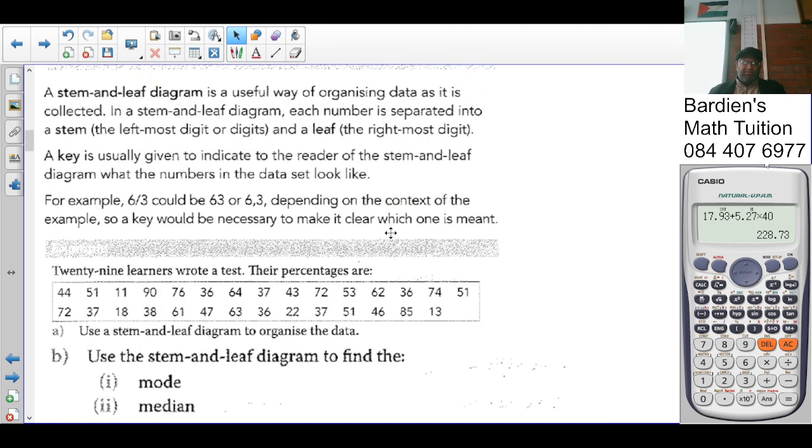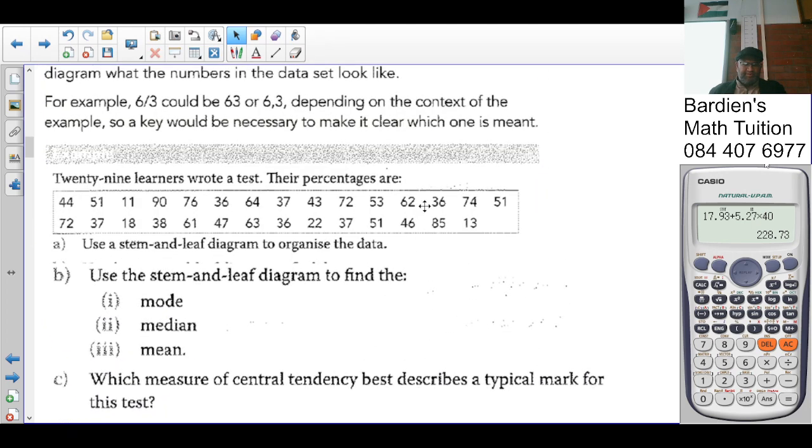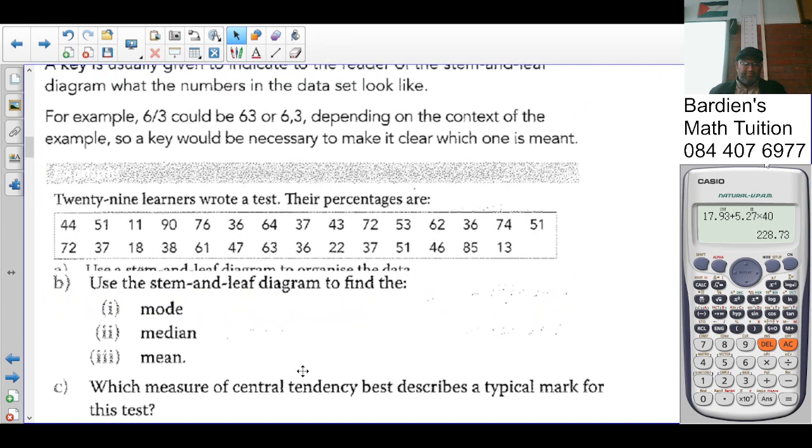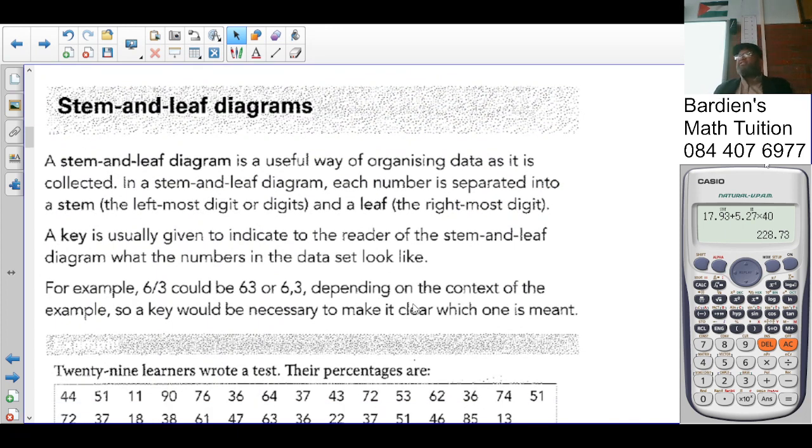Okay. So here in the next question we are told that we're talking now about the stem and leaf diagram. You did the stem and leaf diagram last year, not so? Right. A stem and leaf diagram is a useful way of organizing data as you collect it. In a stem and leaf diagram, each number is separated into a stem, the leftmost digit or digits, and the leaf, the rightmost digit.